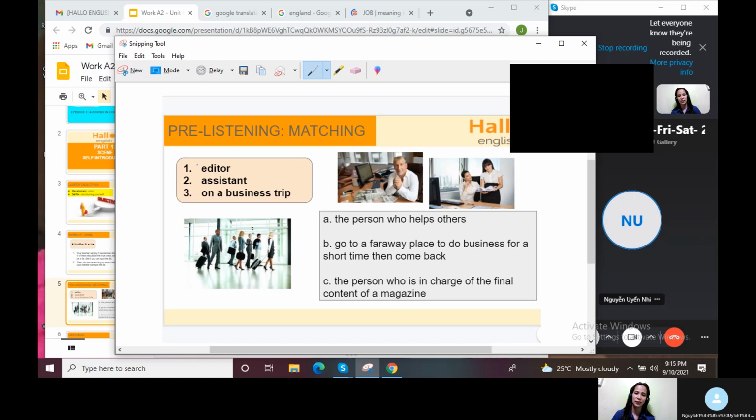So who is that? Is it an editor, an assistant, or someone on a business trip? It's the last one. Editor. Okay, the editor. So an editor is the person who is in charge of the final content of a magazine. In this picture, this one is the assistant, the woman who assists. This is, I think, her manager, and this one is on a business trip.